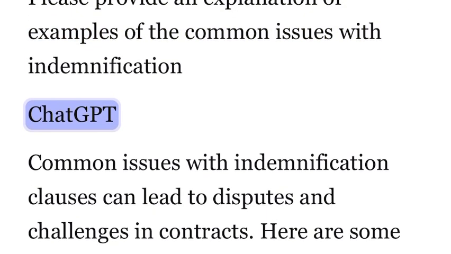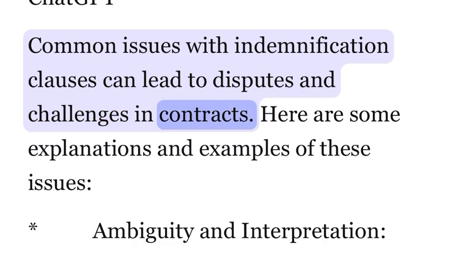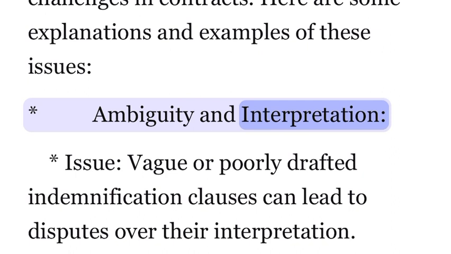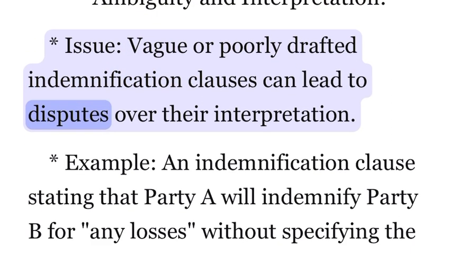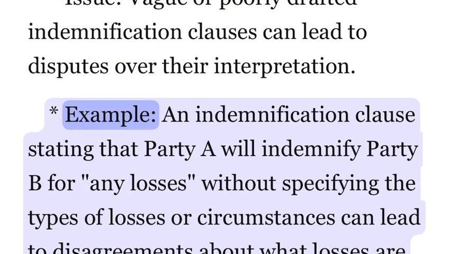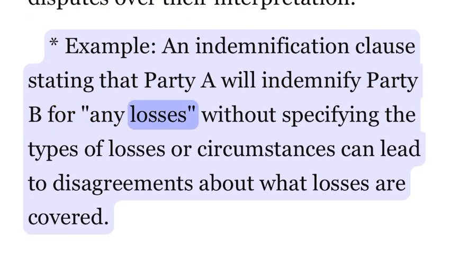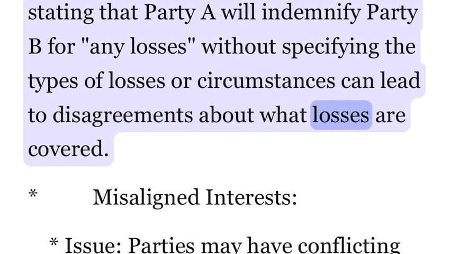ChatGPT: Common issues with indemnification clauses can lead to disputes and challenges in contracts. Here are some explanations and examples of these issues. Ambiguity and interpretation. Issue: vague or poorly drafted indemnification clauses can lead to disputes over their interpretation. Example: an indemnification clause stating that Party A will indemnify Party B for any losses without specifying the types of losses or circumstances can lead to disagreements about what losses are covered.